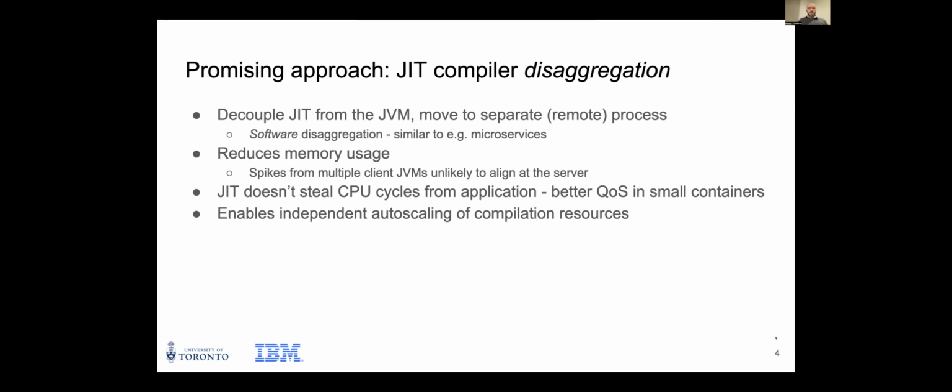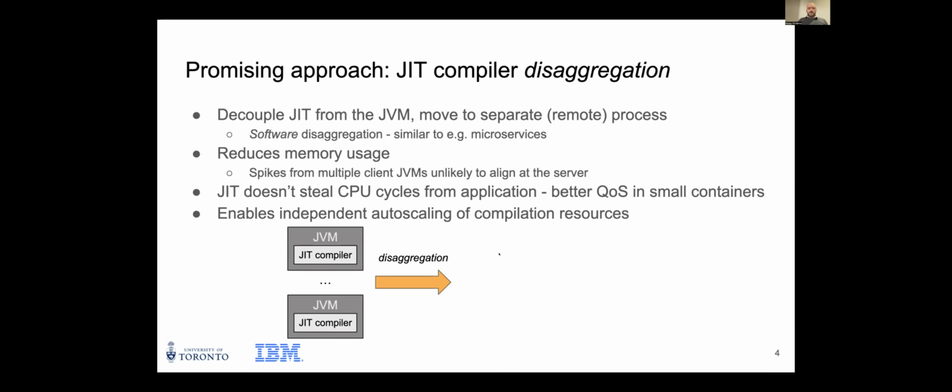today. So when applied to cloud computing, JIT disaggregation reduces overall memory usage because these spikes from multiple client JVMs served by the same server are unlikely to align at the server. So the peak memory usage is lower, and as a result, you can provision less memory overall. The JIT also doesn't steal CPU cycles from the application, which results in faster warm-up and better quality of service in small containers. It also enables independent scaling and sizing of compilation resources, which simplifies provisioning.